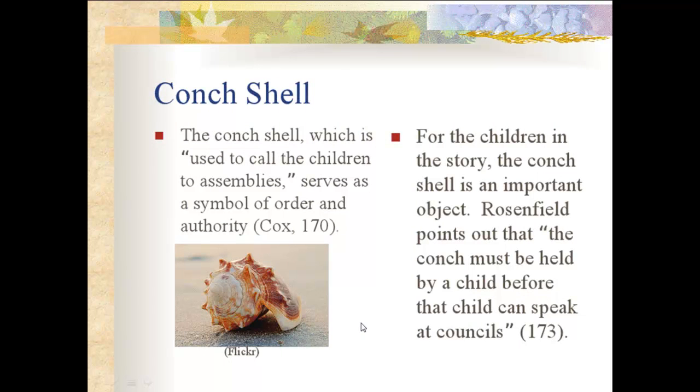Now, let's take this as an example. The conch shell, which is used to call the children to assembly, serves as a symbol of order and authority. So if we come to the exam and are asked what the conch shell symbolizes, it symbolizes order and authority. For the children in the story, the conch shell is an important object. Bronsfield, a critic, points out that the conch must be held by a child before that child can speak at councils. So it represents order and authority. He who has the shell can speak.